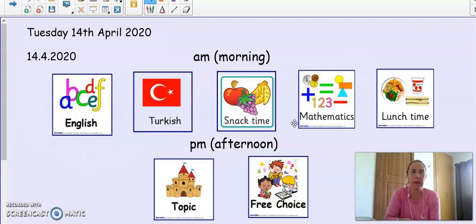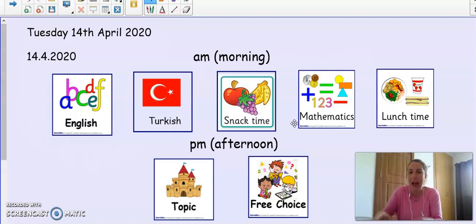Which shape has 3 vertices? Is it our triangle? Is it our rectangle? Is it our square? Or is it our circle? Does the circle have any vertices? Does it have anywhere where there's a point where the sides meet? Okay, so that's your flashback question.